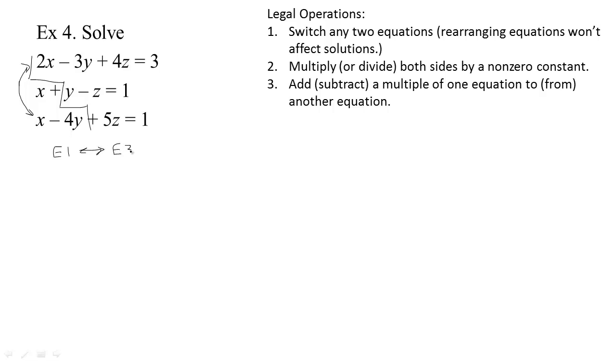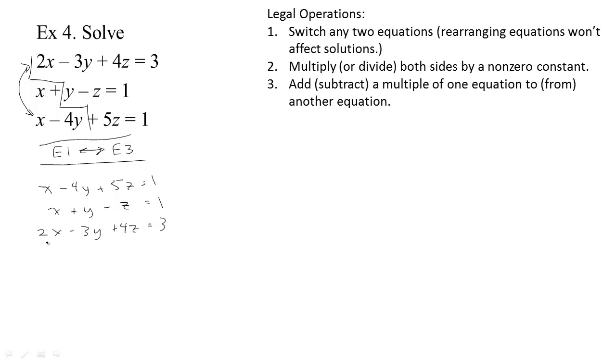Here's a little notation that I make. You might try to pick up this habit as well so you can remember what you did. It's just notation for switching equation 1 and equation 3. So negative 4y plus 5z equals 1, and then we have our second equation, which we haven't messed with, x plus y minus z equals 1, and now our new third equation came from the top, 2x minus 3y plus 4z equals 3. We have the same information, it's just listed in a different order. The solution must still be the same.